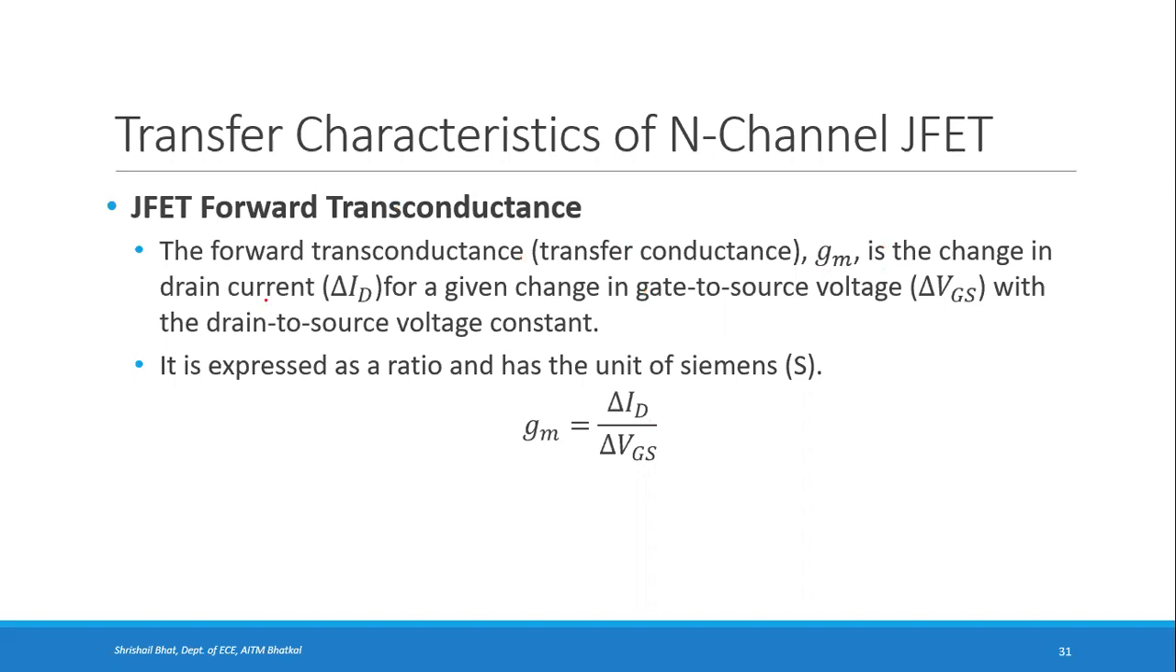It is the change in the drain current for a given change in the gate to source voltage, with constant value of drain to source voltage. So it's the ratio of current to voltage. So delta ID by delta VGS. The unit for this is Siemens, or you can also call it mho, right? Opposite of ohms, mhos or Siemens. This is transfer conductance or transconductance.